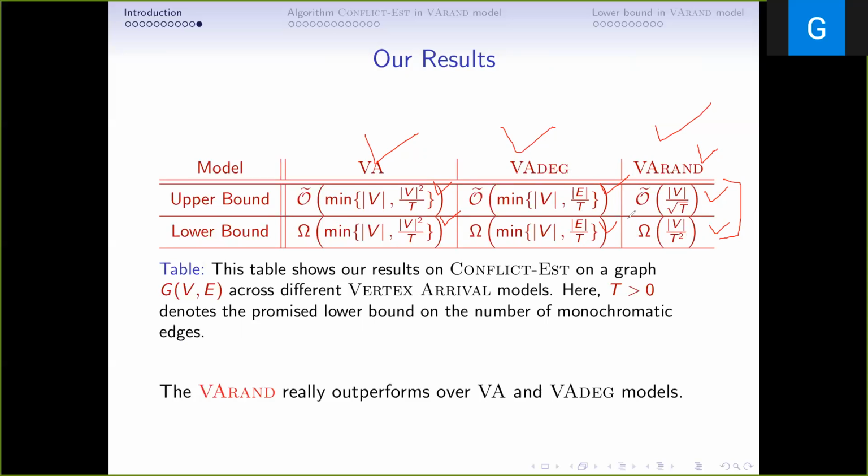From a different perspective, note that the space complexity for conflict estimation in the random order vertex arrival model is less than the corresponding value in the vertex arrival and vertex arrival degree oracle models. So here we would like to note that the VA RAND model really outperforms the VA and VA DEG models. Another thing on this slide is a parameter T. What is T? T is a promised lower bound on the number of monochromatic edges. This kind of assumption on the lower bound is usual in streaming and has been considered in the literature many times. So we focus in this talk on these two things, the upper and lower bound for conflict estimation in the VA RAND model, which is our main contribution in this work.